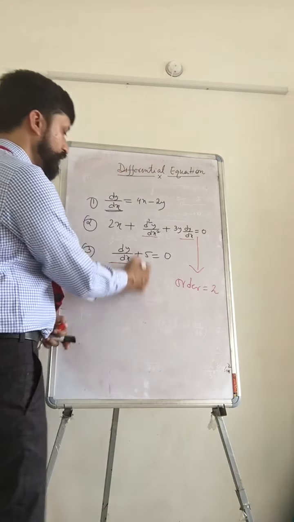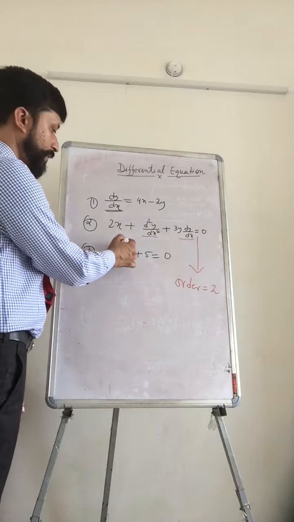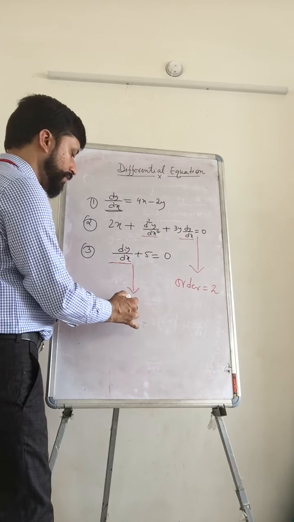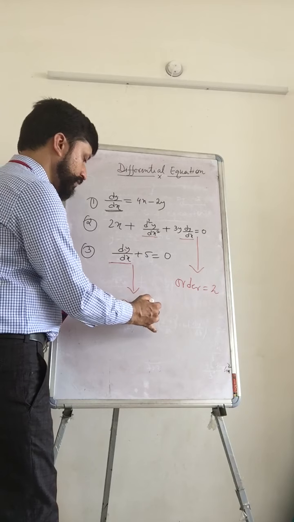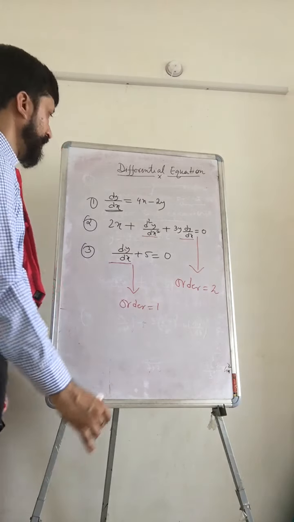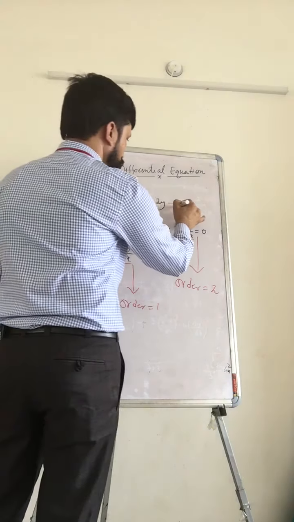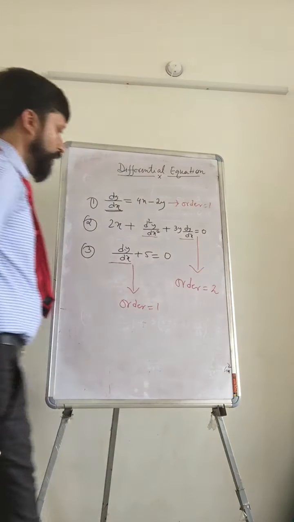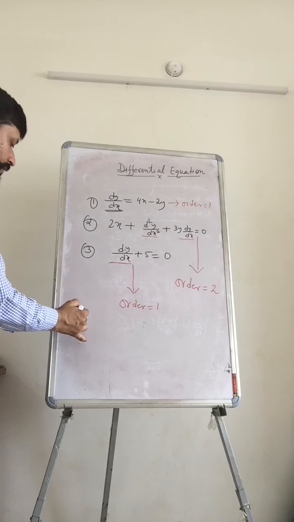In this differential equation, there is only one derivative, and it is of first order. So the order of this differential equation is 1. And here also, its order is 1. Now take one more example.